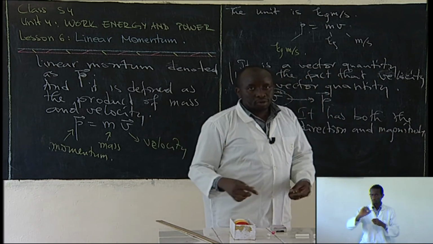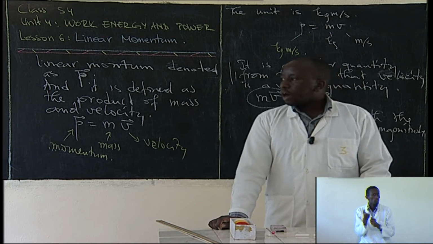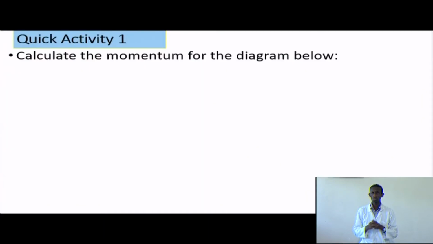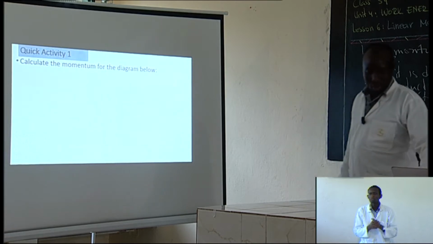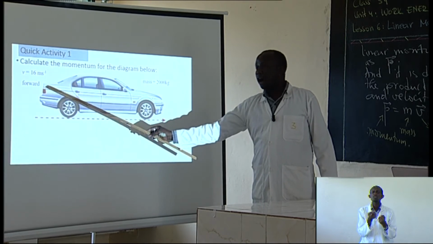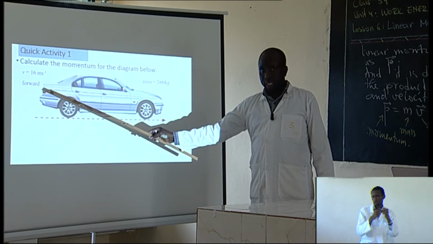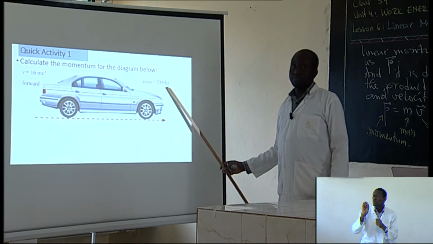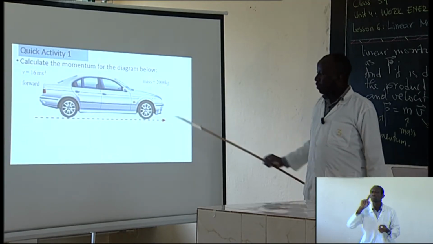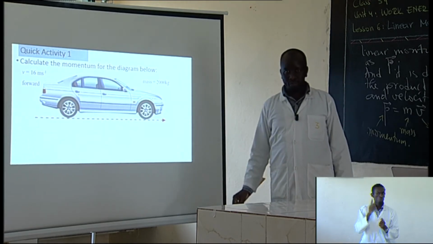Senior 4, I think that you are together with me, okay? So good. Let's have immediately a quick example, the activity. Calculate the momentum for the diagram below. The diagram is a very beautiful car. The speed of this car is 16 meters per second, and the mass is 2,000 kilogram. The car is moving in this direction, forward, okay?